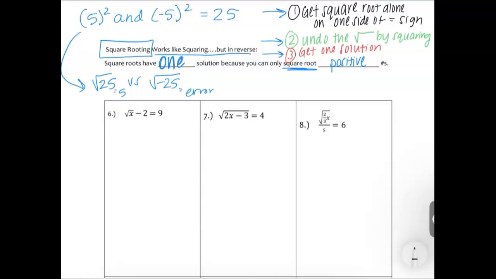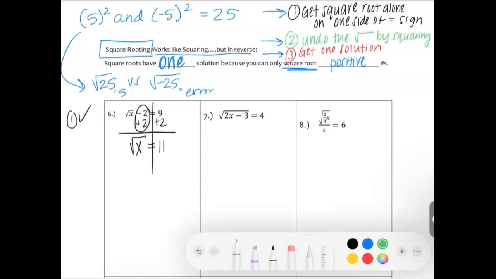In number 6, the square root of x minus 2 is 9. Well, we want to get the square root alone, so anything on the side that is not a square root, we want to get rid of it. So that minus 2, we want to zero pair it out with a positive 2. So we get that the square root is now equal to 11. So step number 1 is done.